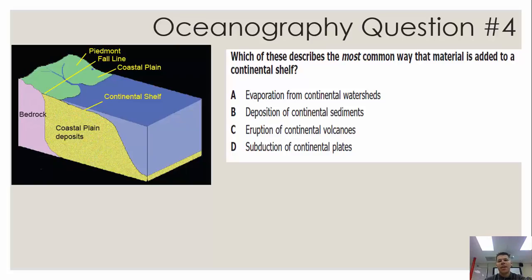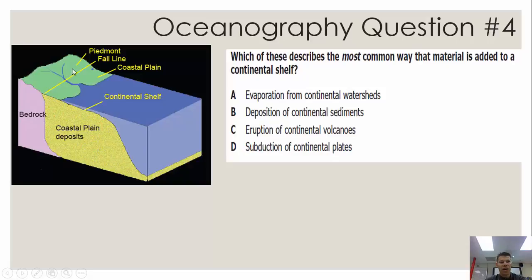Which of these describes the most common way that material is added to a continental shelf? Alright, so by material we're talking about rocks. And this is a little diagram of where we live right here. This would be like Virginia Beach, this Piedmont area and Fall Line. This would be up towards Richmond.